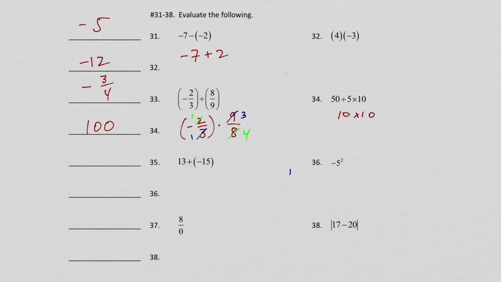Here we have a double sign, so we're going to have 13 minus 15. The signs don't match, so we subtract and get 2, and you keep the sign of the bigger number, so it's a negative 2.